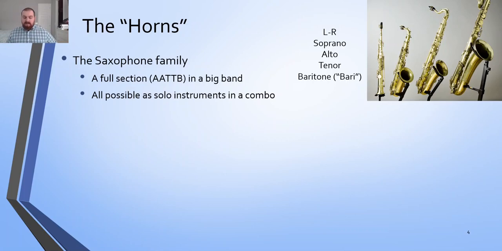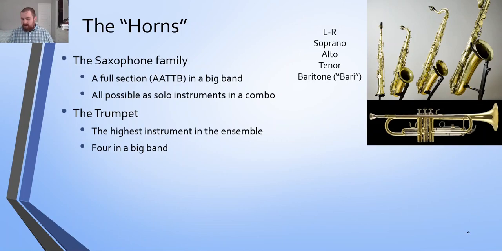Okay, so saxophones. Of course, we have the trumpet. Many people think of Louis Armstrong as a go-to musician when they think of jazz, and the trumpet is, of course, his instrument. It's the highest pitched instrument in the ensemble. It plays the highest notes, and there are typically four of them in a big band. Unlike the other instruments we'll see, they don't really come in other varieties. There are some exceptions, but trumpets are generally just trumpets.